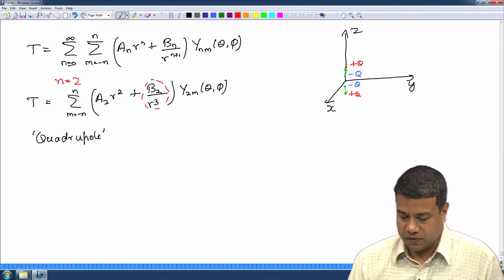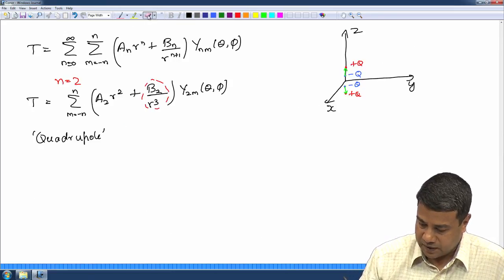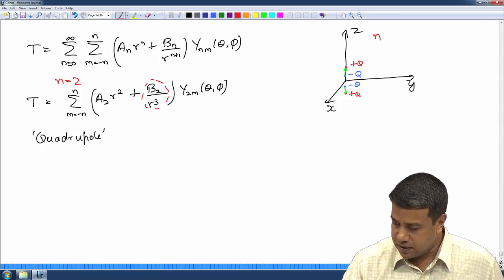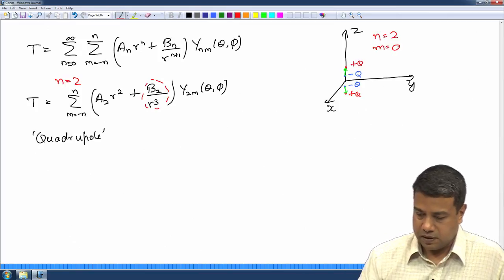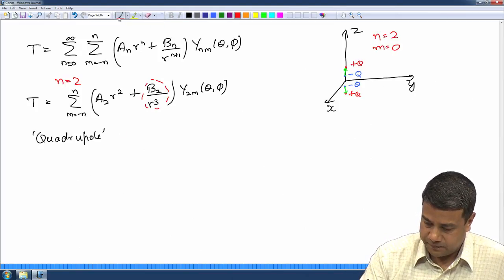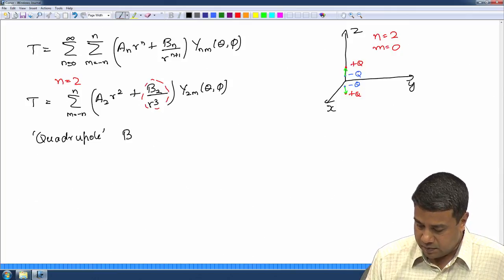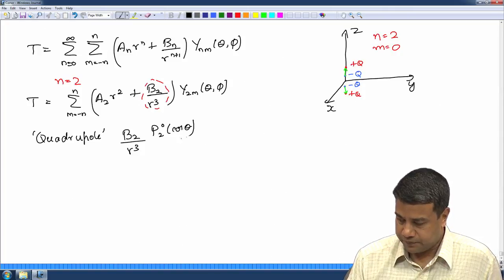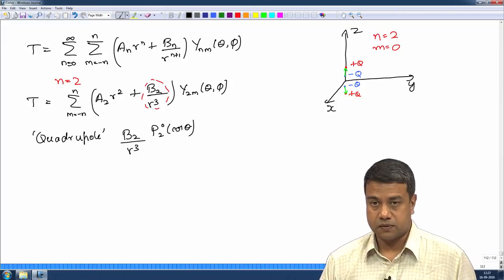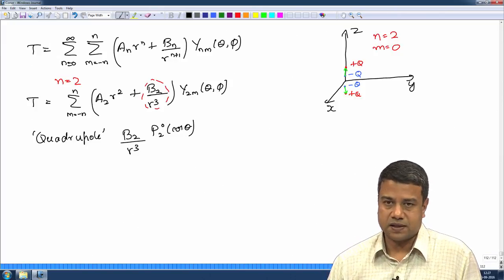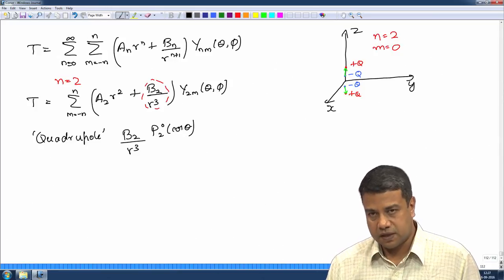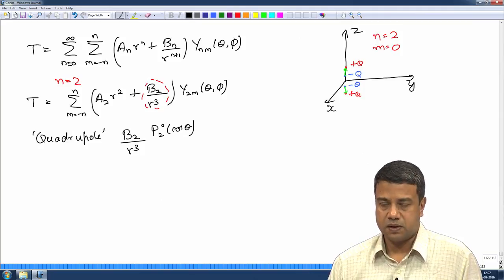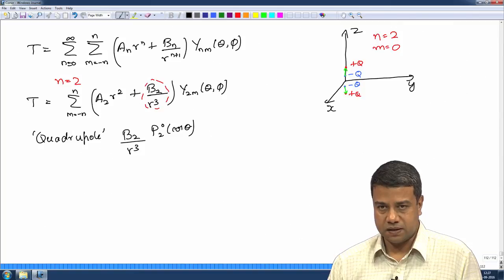And what I am left with is a quadrupole field, which basically goes as, for n is equal to 2 and m is equal to 0, something that goes as B2 by r cubed, P2 0 of cos theta. So, that is for m is equal to 0, where you have axisymmetry along the z axis. You can get it for other values of m, -2, -1, +1, +2. I will try to explain to you what these physically represent.